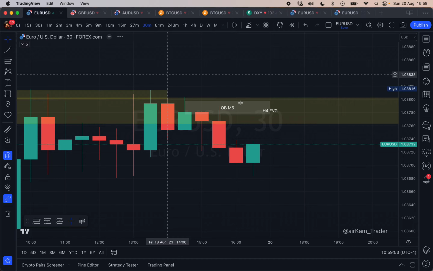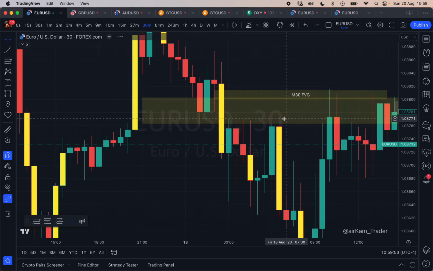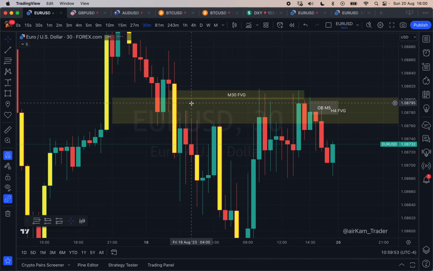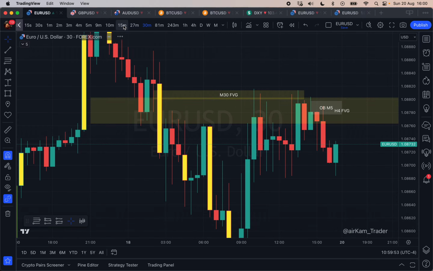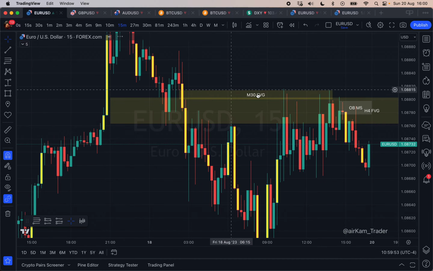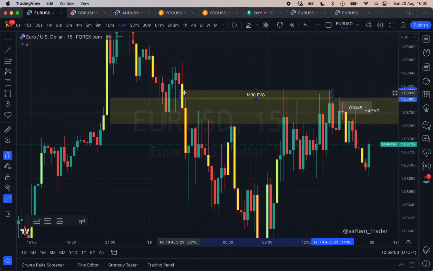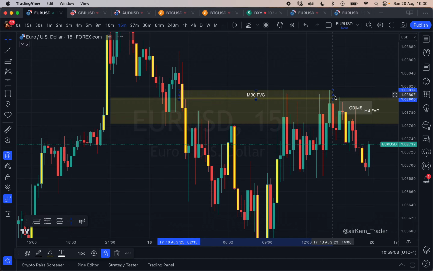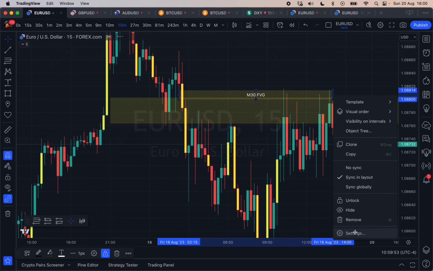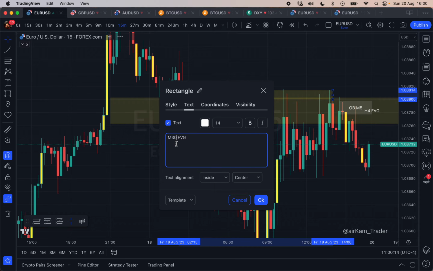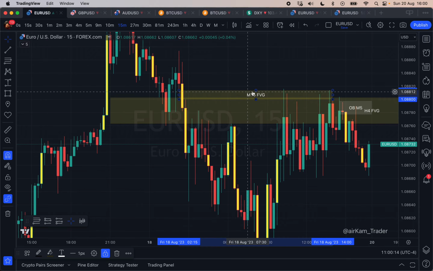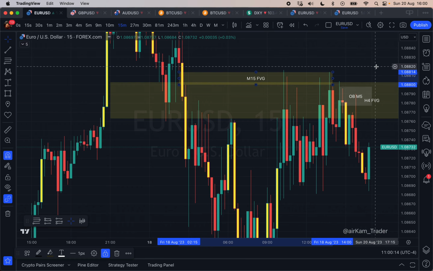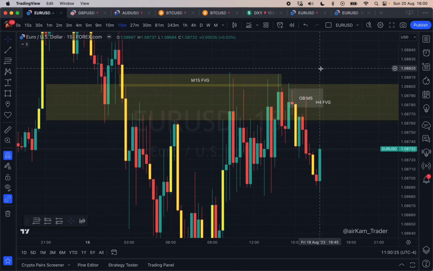Within that 4-hour fair value gap, we overshot it a little bit. Sorry, this should read 15-minute. This is a 15-minute fair value gap here. Let's just rename that now while I'm here. There we go. So we overshot the 4-hour a little bit to get into the 15-minute. Now, I like trading the market maker models combined with Goldbach, so we need more confirmation than that.